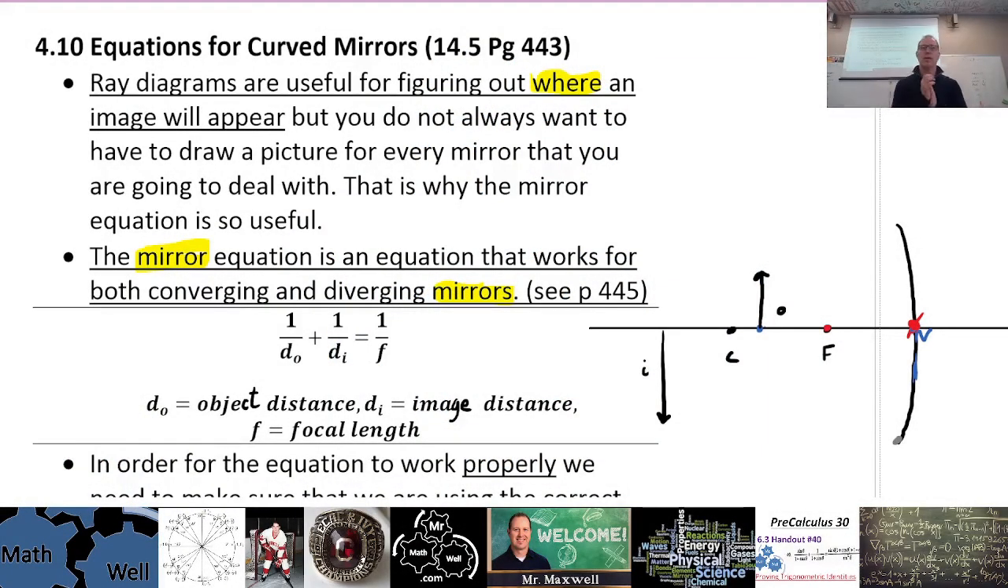All right, Physical Science 20. This is section 14.5 in your Heath Physics text, page 443, should you want to go there.